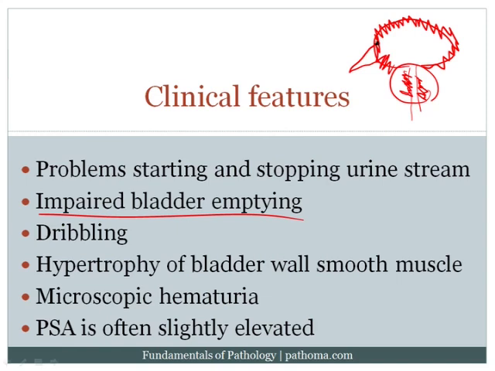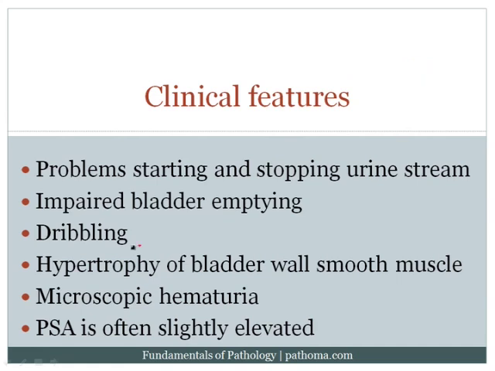So these are all, again, consequences of the fact that BPH occurs in the periurethral zone. Patients can also experience dribbling, hypertrophy of the bladder wall smooth muscle, as I've already stated. Microscopic hematuria may be present, and important to note that the PSA is often slightly elevated.